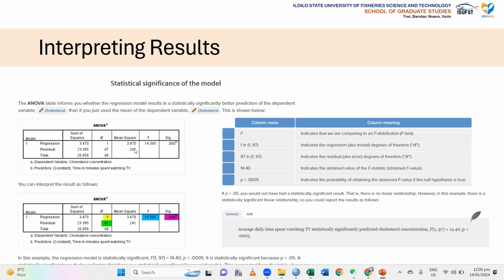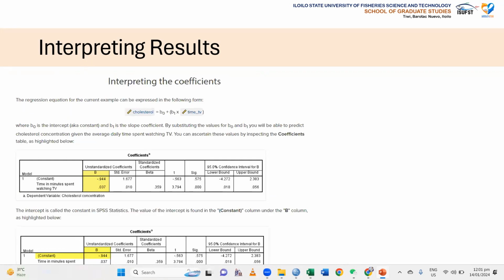So here are some of the values earlier. We also had your ANOVA, which I explained yesterday, your DF, and the other numbers as well. And I also taught you how to make the regression line.